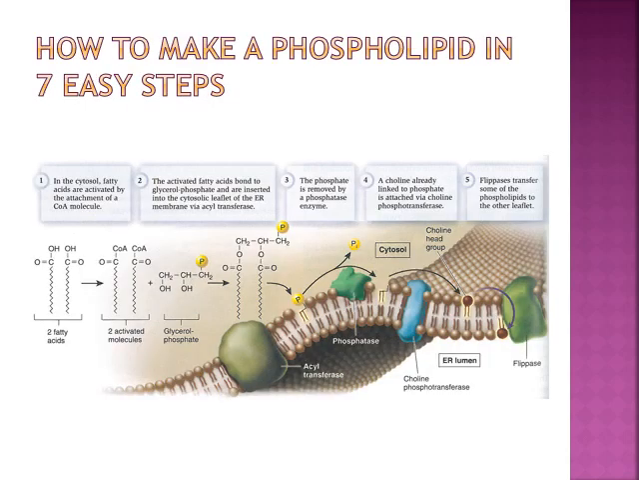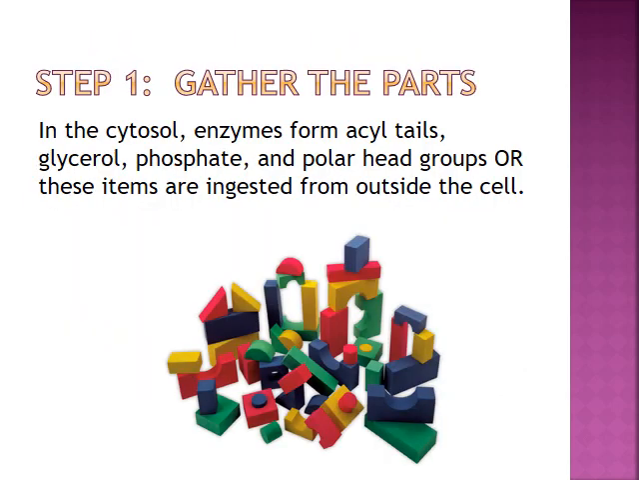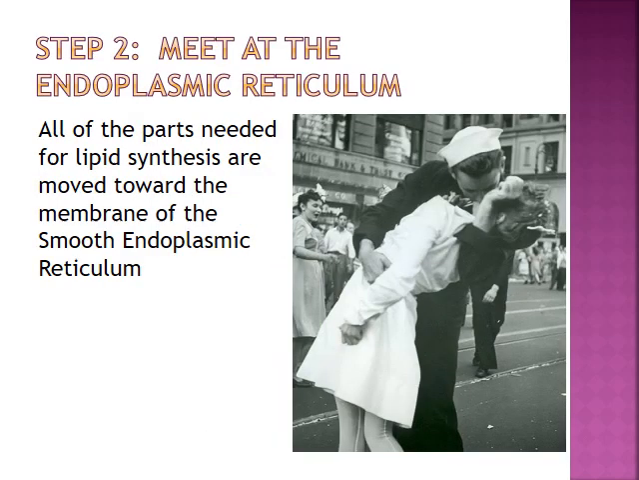So we were going to build these phospholipids in the smooth endoplasmic reticulum in 7 steps. Step number 1, get all the pieces together. You need these enzymes. You need acyl tails, glycerol, phosphate, a polar head group. You either need to build them or you need to pull them in from the outside. Then you have to get all of those parts together at the smooth endoplasmic reticulum. They need to be in the right place at the right time.